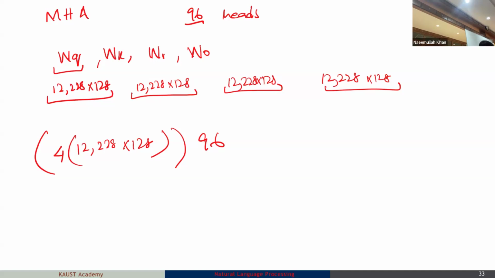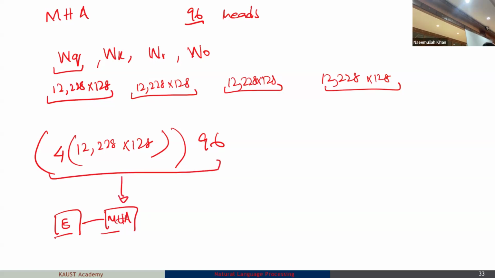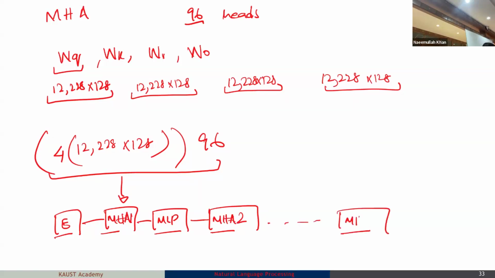So your architecture is like this. You have an embedding layer. Then you have a multi-head attention layer, which is essentially this part. Then you have a fully connected layer, the multi-layer perceptron. Then you have another multi-head attention layer: multi-head attention layer 1, multi-head attention layer 2, all the way till multi-head attention 96. You have 96 such layers, so you will multiply it with another 96. That's basically the full GPT.